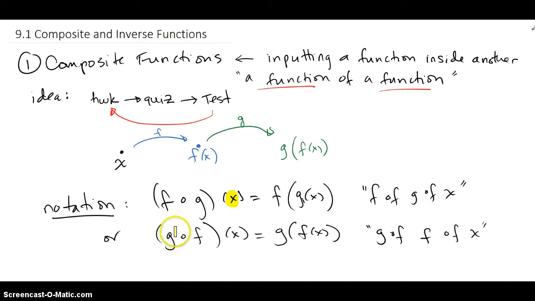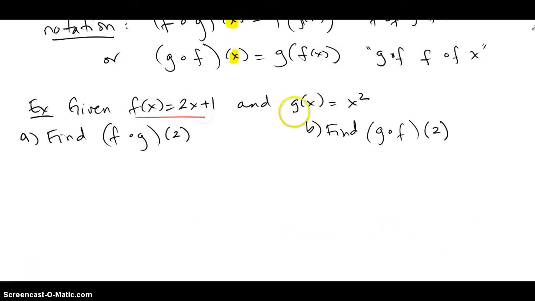Or if you have the g first and then this little composition, so the circle is the composition sign, g of f of x, x is closest to the f function, so f grabs it first, and then after f gives the output, g grabs it, and then you get to your final destination. So g of f of x is how this is read. Given these two functions, we're going to find these compositions.